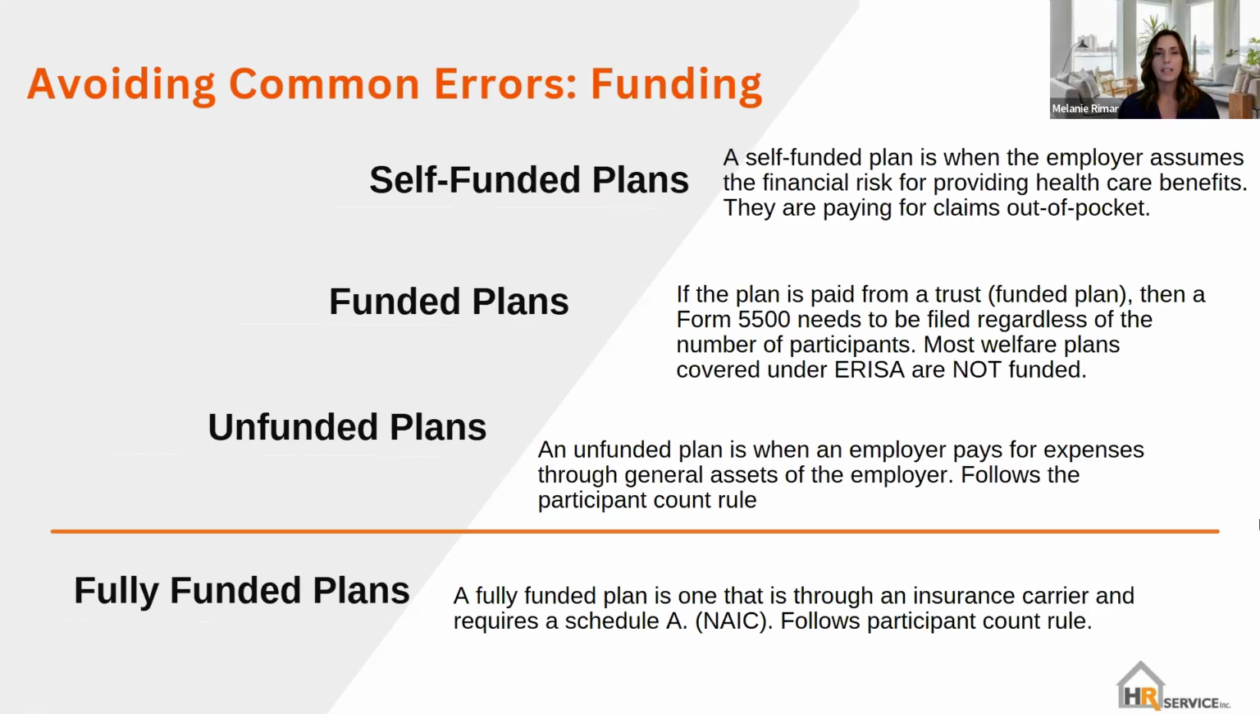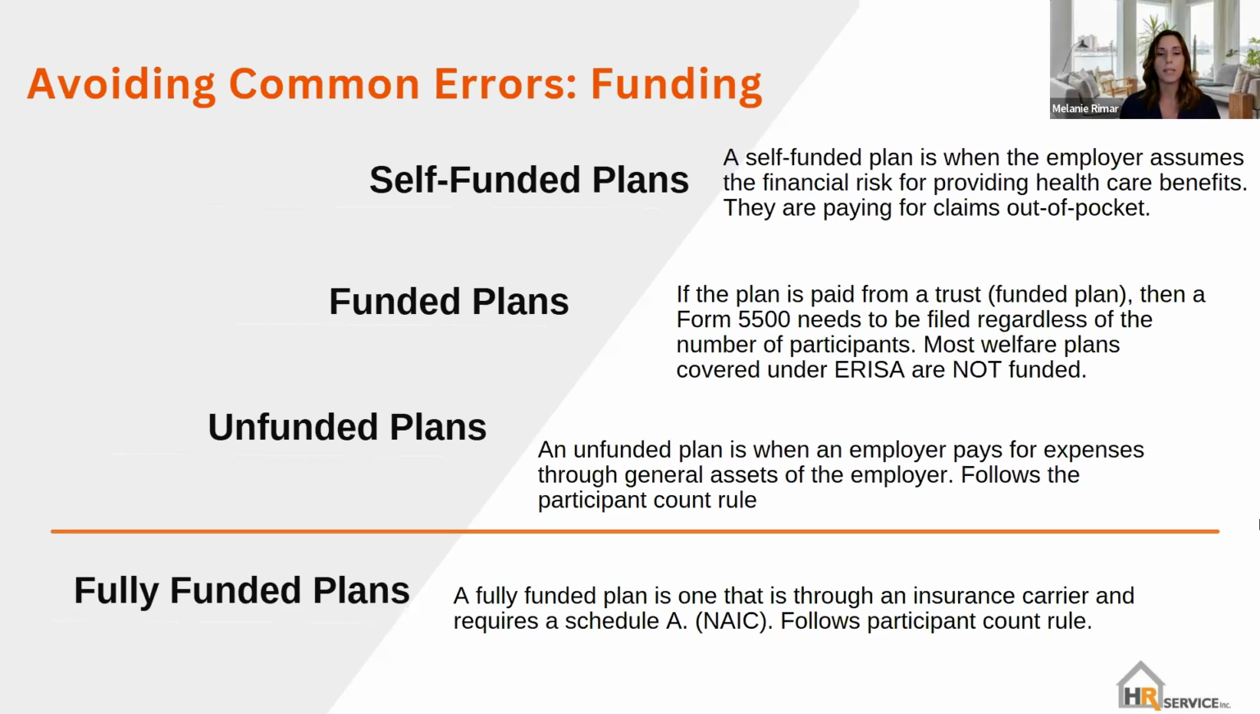Under that self-funded umbrella, there are funded plans, and these are ones that are paid from a trust. These need to be filed regardless of the number of participants. And then there are unfunded plans, when the employer pays expenses through the general assets. With unfunded plans, that participant count rule is followed. So 100 or more participants at the start of the plan year means you have to file.